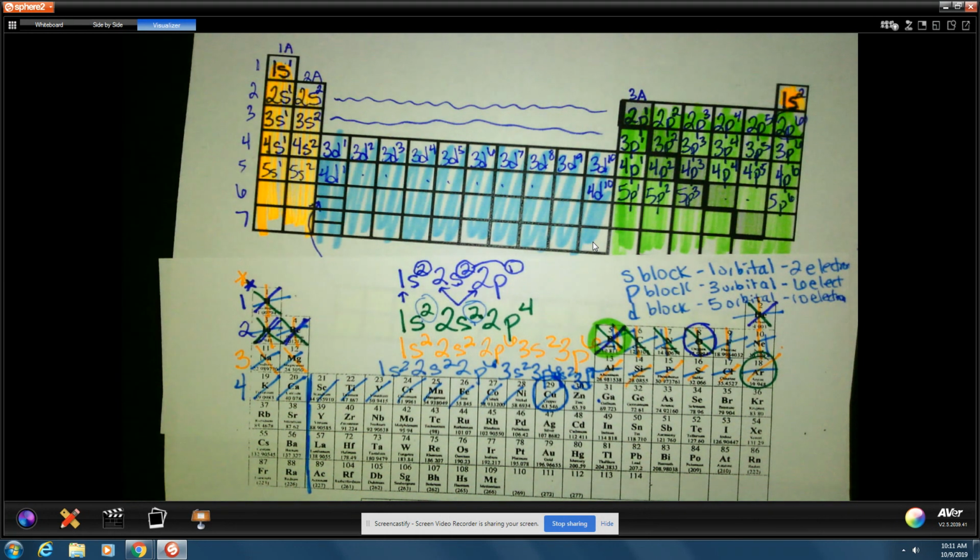All right. I'm not going to worry about the F block. So here you have it. This is electron configuration. Now you're going to ask your teacher questions and you're going to practice. Have fun.